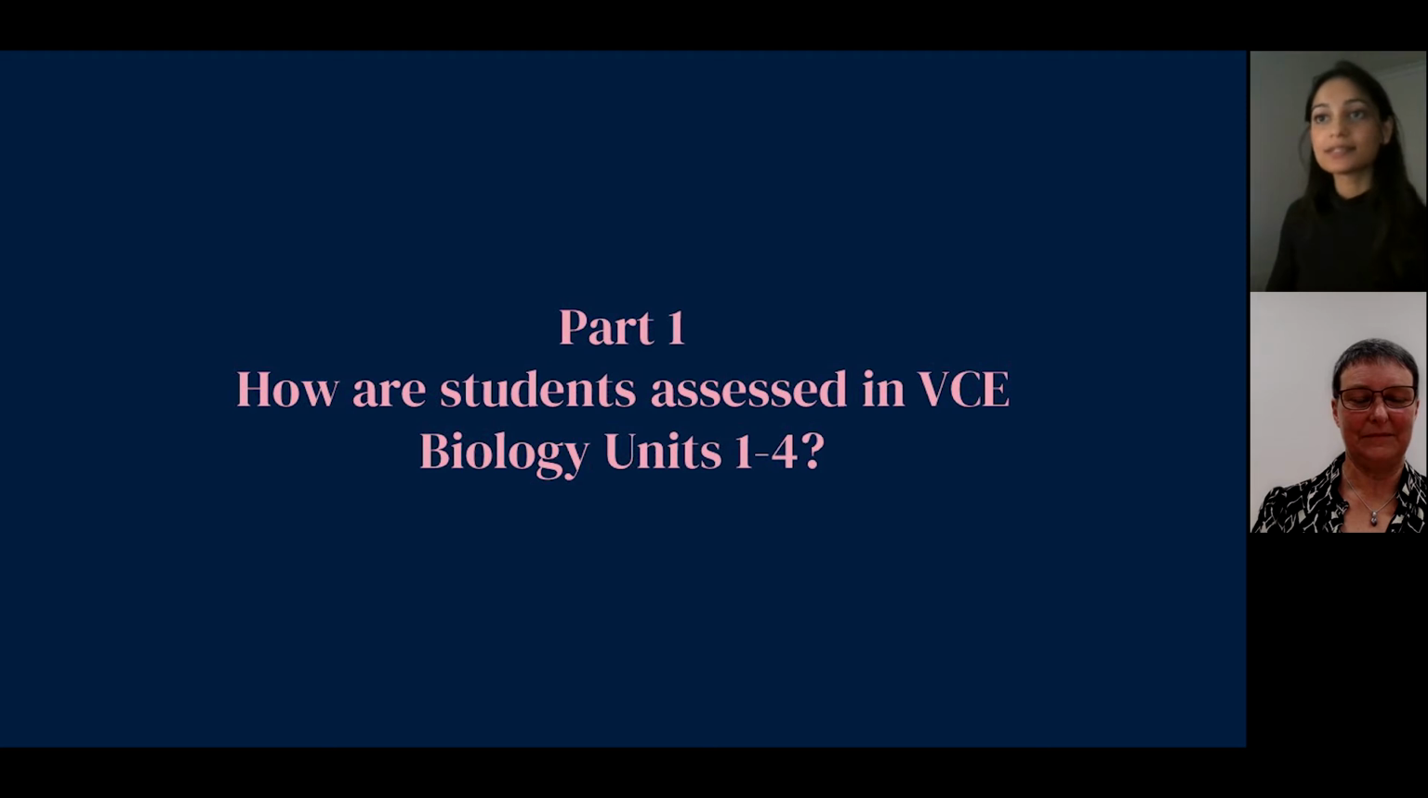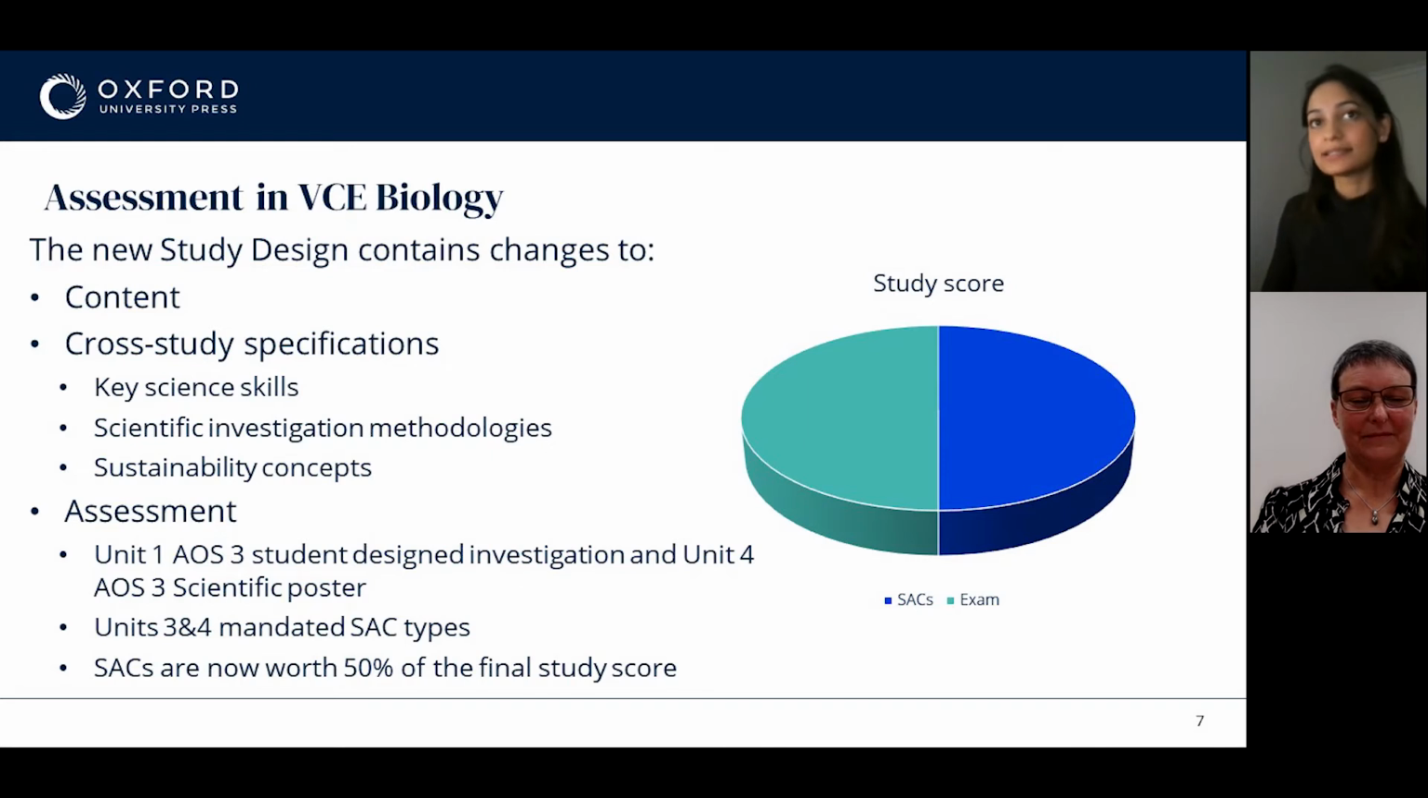Okay, so part one, how are students assessed in VCE Biology Units 1 to 4? So the new study design does feature some things to look out for when you're thinking about assessment in VCE Biology. So first of all, we've got new key knowledge content which students will be assessed on. And since the first publication of the new study design, there have also been updates and clarifications made by VCAA to the extent to which students need to understand the content. So for example, if you've had a look at the frequently asked questions, there's been more clarity on things like the depth to which students need to understand content, such as attenuation and the trp operon, PAM in relation to CRISPR-Cas9, and a lot more.